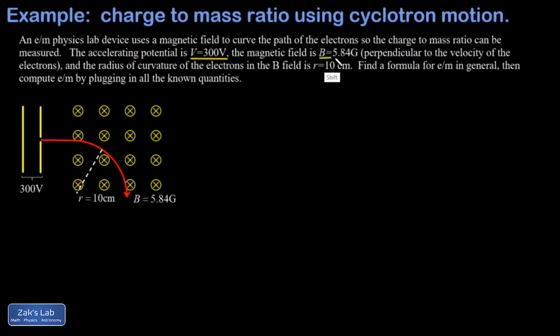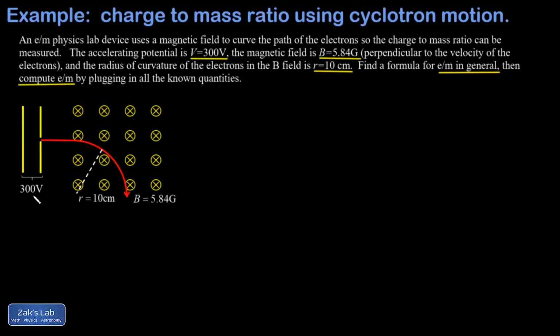We're going to run those electrons into a magnetic field with a strength of 5.84 Gauss, that's perpendicular to the velocity of the electrons. And the radius of curvature is observed to be 10 centimeters. What I'm asked to find here is a formula for e over m in general, so the charge to mass ratio. And then we're going to plug in all the numbers from our experiment and get a numerical value for the charge to mass ratio for the electron.